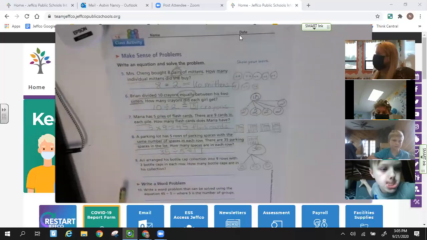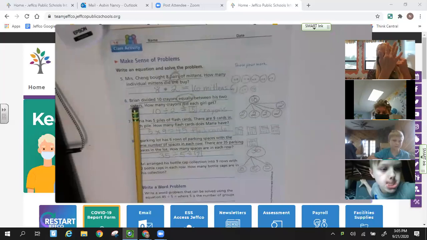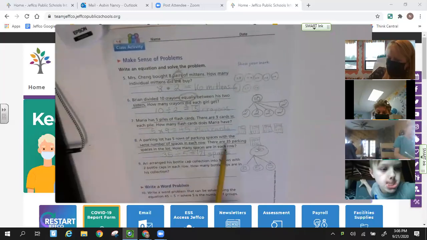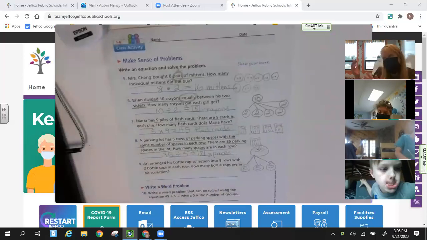Did anyone find the answer yet in your head? Some of you have the answer. 35. There are 7 rows of 35. There are parking spaces in a row. There are 35 spaces in all.